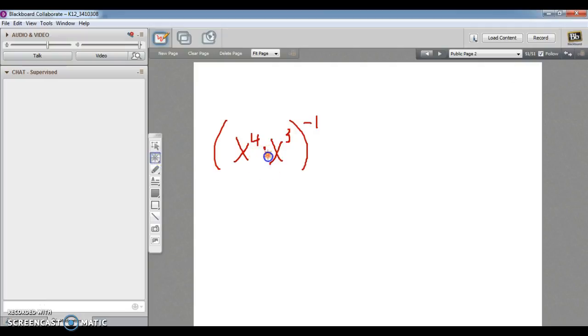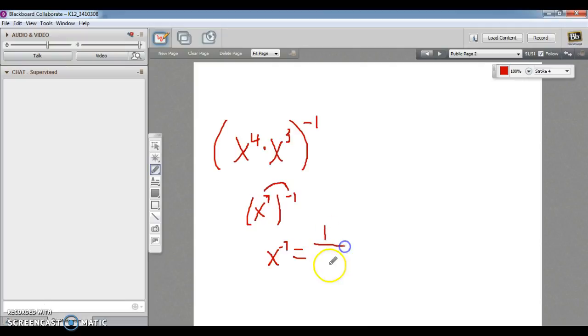Okay, so here we're multiplying, which means that those get added. 4 plus 3 is 7. X to the 7 raised to the -1. And please forgive my mouse writing. I know that it's not the best. Sorry. So that's a 7. Those get multiplied together. 7 times -1 is -7. So we have x to the -7. But we're not done because we don't like negative exponents. So we flip it. 1 over positive x to the 7th.